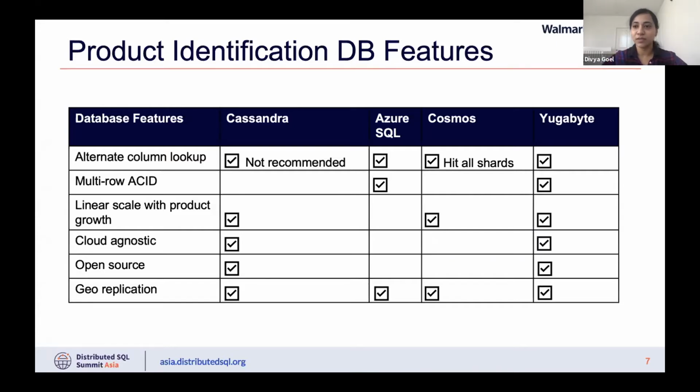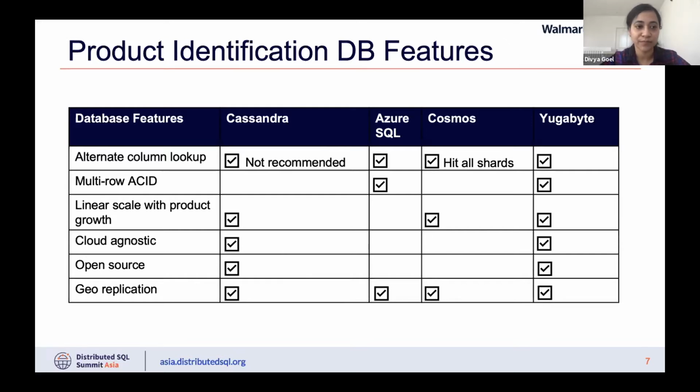So these are the other products that we use in our Walmart.com product setup pipeline that I mentioned, where we have various different microservices. Those microservices were already using Cassandra, Azure, or Cosmos. So we tried to compare the other solutions, the other databases that we are already using, with Yugabyte.